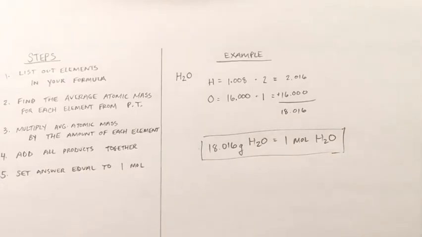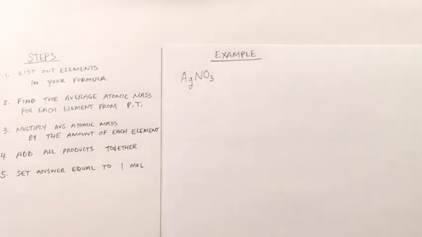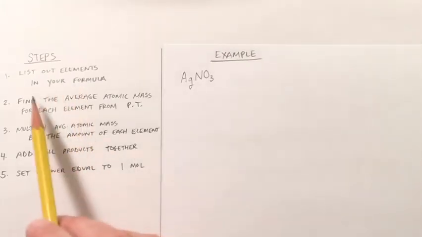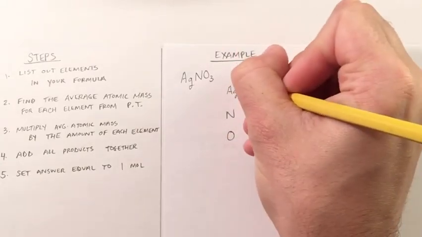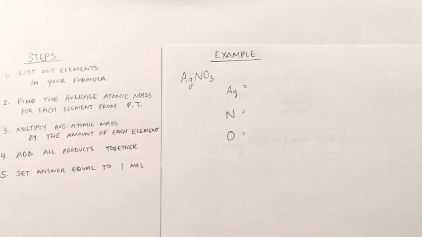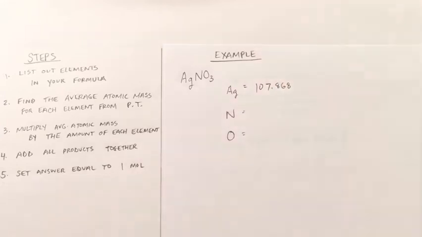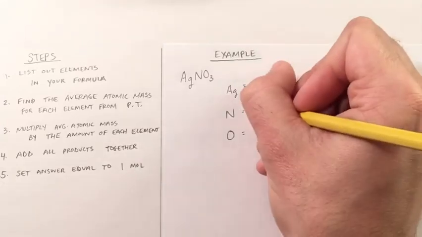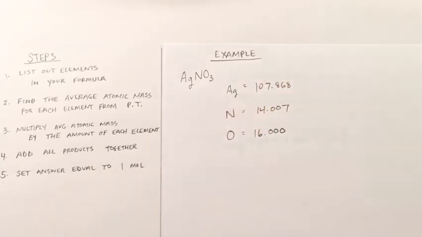So let's do some more examples here. Our next one, if we have this formula, AgNO3, silver nitrate. Again, list out all our elements. So we have Ag, N, and O. All right, we find our average atomic mass for each element from the periodic table. So you guys are doing this, you're looking at your table, finding that number at the bottom, just writing it out. Remember to include all the numbers there, all the way out to the third decimal point. Nitrogen is 14.007, and again, oxygen is rounded to 16 for us.